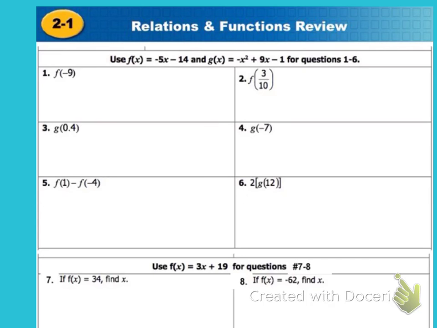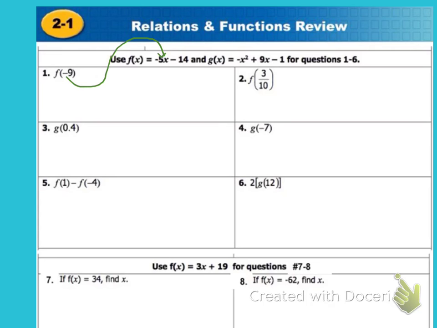And so if I ask you to find f of negative 9, that means that I'm going to take this negative 9 and plug it into the function f. Whereas see how some of these say g, like this number 3 says g of 0.4. That means you're going to plug 0.4 into the function that's defined as g.